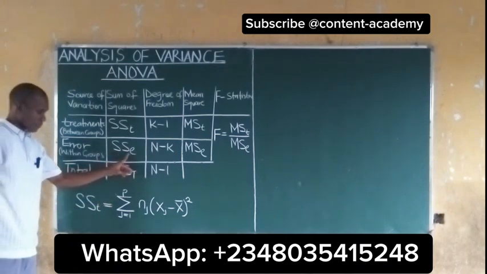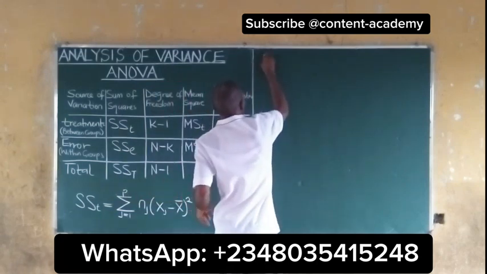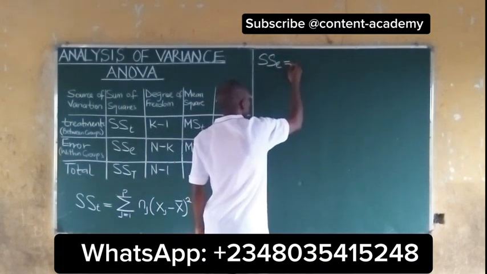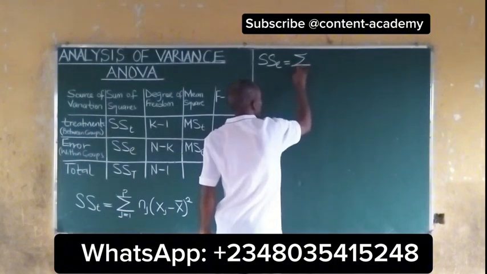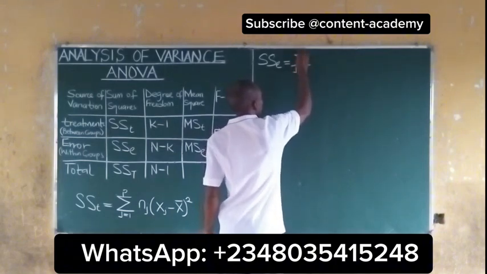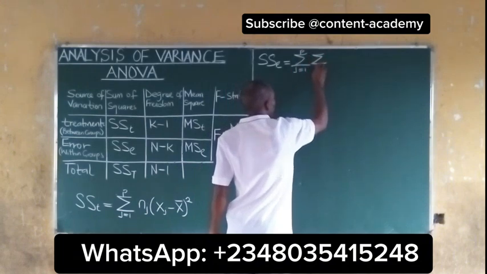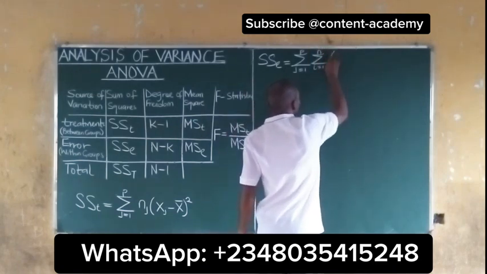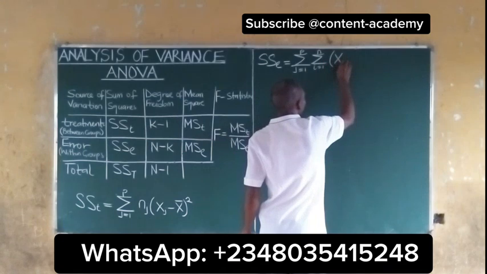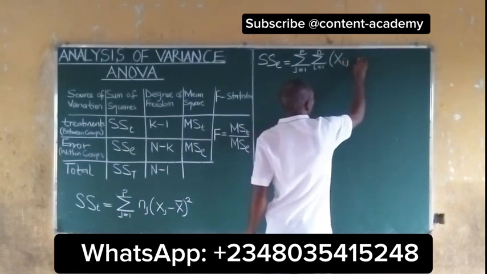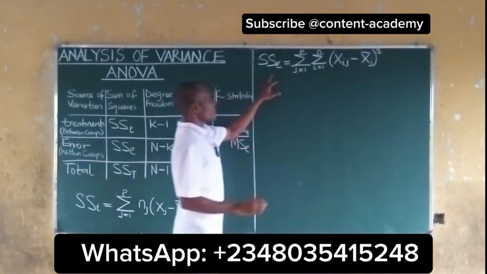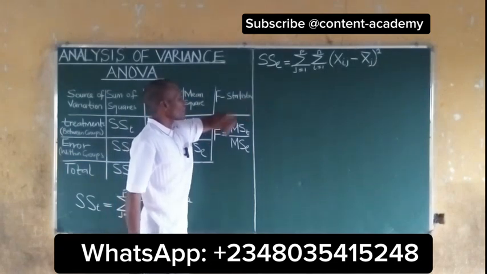How about the sum of square error? We move over to this side of the board. The sum of square error can be calculated as the summation, as j running from 1 to p, of the summation, as i running from 1 to n, of x ij minus the group mean j, all squared. So this is how the sum of square error can be calculated.